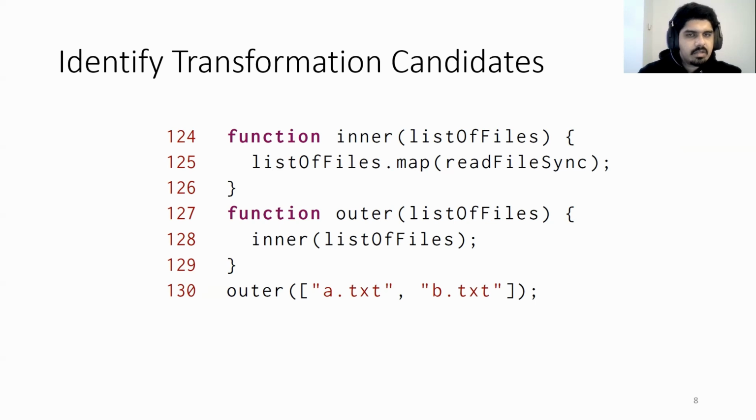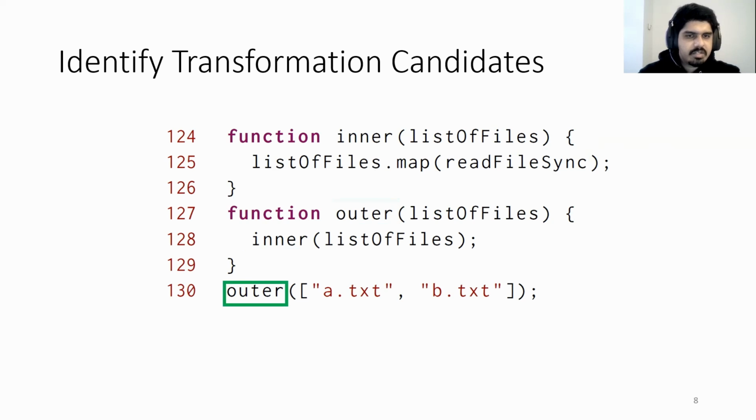Now we start off with a call graph of this program. From the call graph, first we identify the synchronous APIs. In this example, that would be readFileSync. Then we try to identify who is calling readFileSync. That brings us to the call to map. Map is called by the inner function, and the inner function is called by the outer function. Finally, the outer function is called by the root of the program.